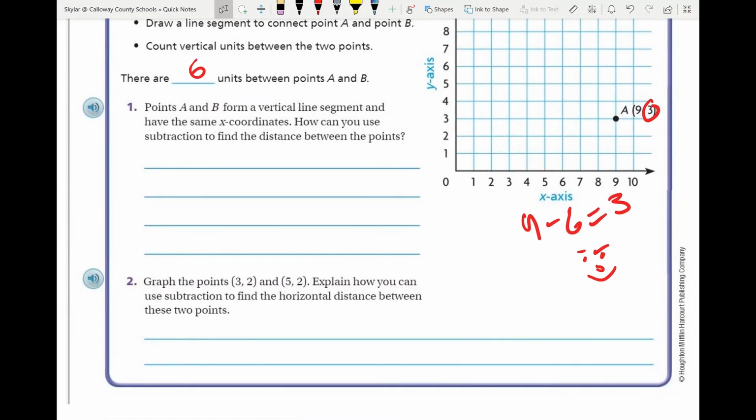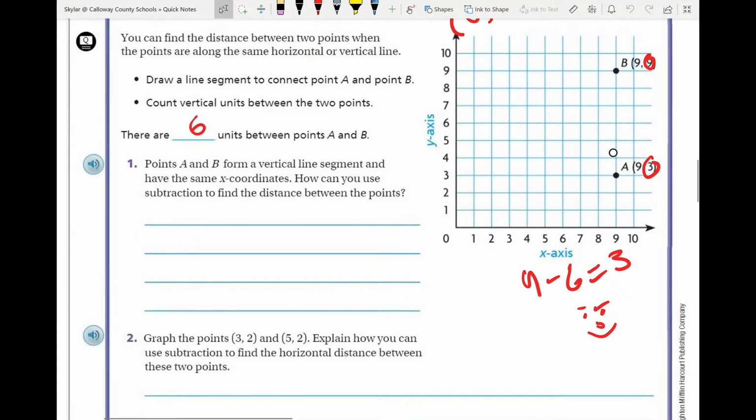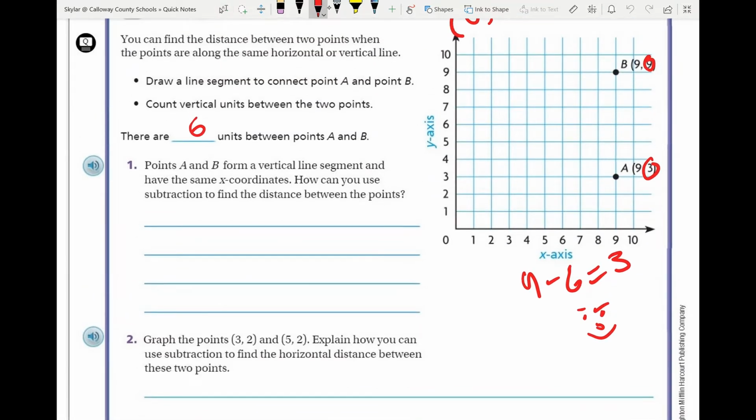And then over here we have graph the points 3, 2 and 5, 2. Then explain how you can use subtraction to find the horizontal distance between those 2 points. Remember, horizontal means from left to right, so that's going to be talking about our x-axis. So let's go ahead and graph our points. We have 3, so we'll go over to 3, and then up 2, 3, 2. And then we have 5, 2, so we'll go over 5, and then up 2.